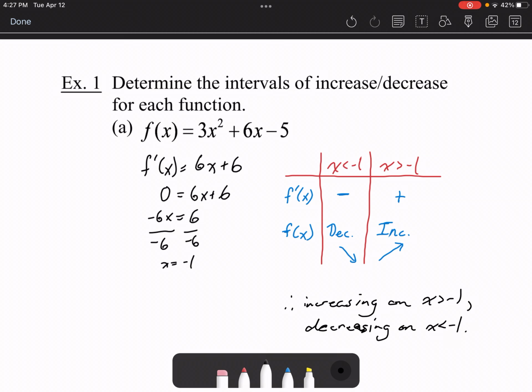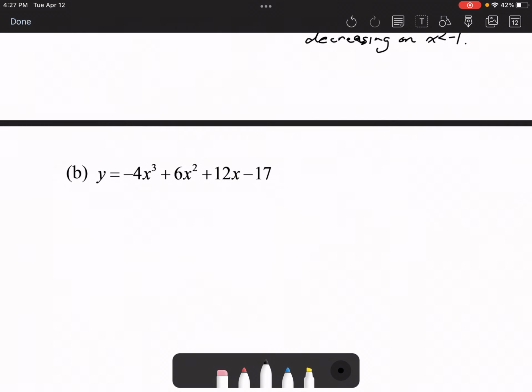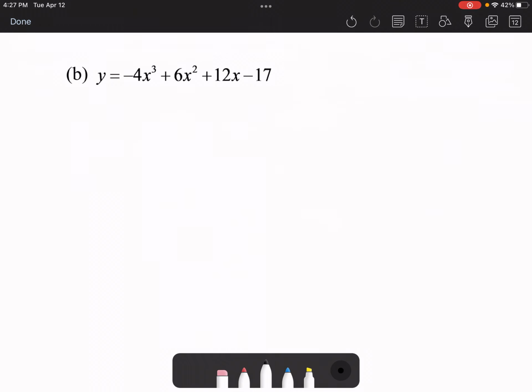You should always state these domains that it's increasing and decreasing on, because the function might not be actually specified on a specific domain, or your interval chart might not be as clear as you might like to think. And because this is a quadratic, you know what 3x squared plus 6x minus 5 would probably look like. This makes sense. Okay, so let's try another function and see if we can figure this out.